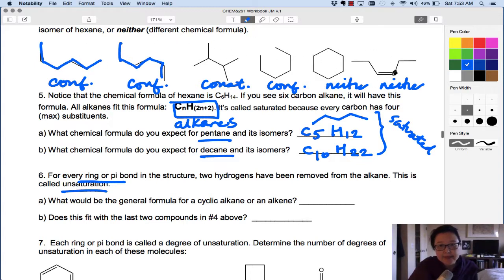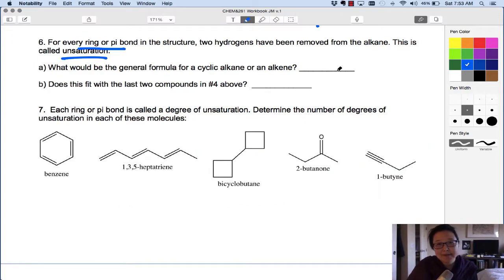These have unsaturation. So you guys have probably heard about saturated and unsaturated fats. Saturated means that there are no double bonds or rings. And unsaturated fatty acids have pi bonds, sometimes several pi bonds in them.